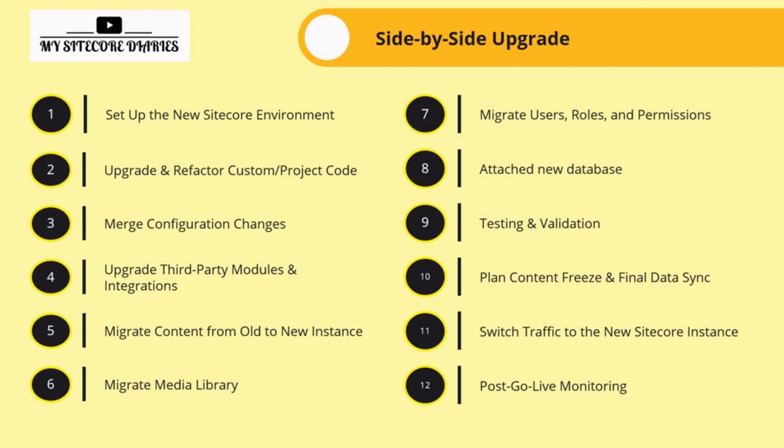So, side by side upgrades. First, you set up your new Sitecore environment, upgrade and reflect your custom project code, merge your configuration, check your third-party modules and integrations, migrate your content, media library, users, roles, permissions, update your database and attach it to your blank instance, test it, plan for content freeze, do a final sync of your data, and then switch to the new Sitecore instance, monitor it, and decommission your old one and go with your new one. So this is the Sitecore side by side upgrade approach.